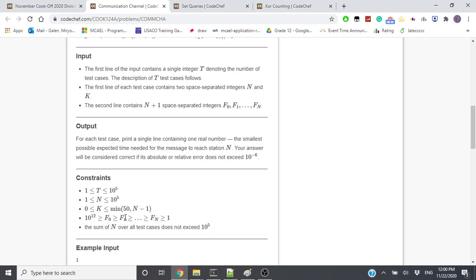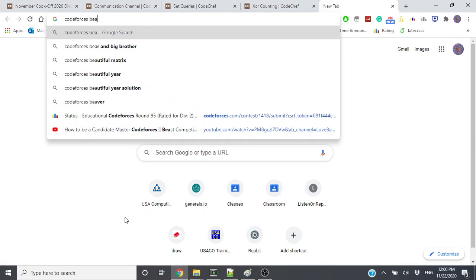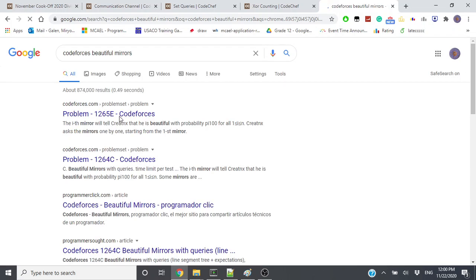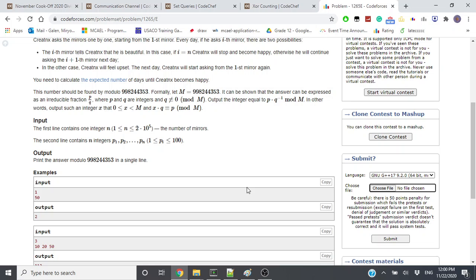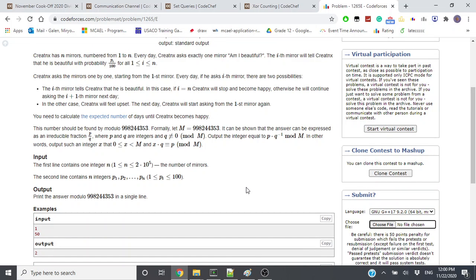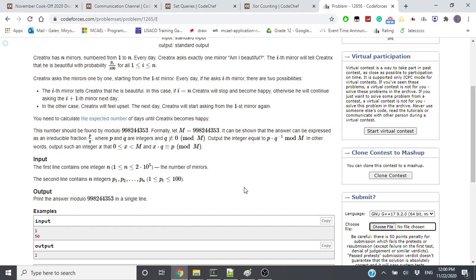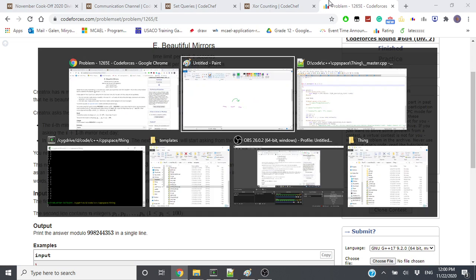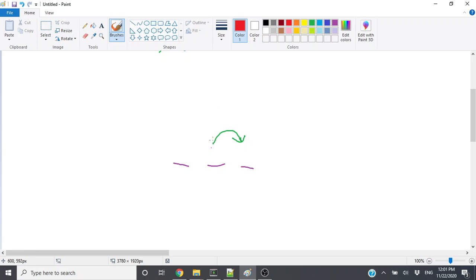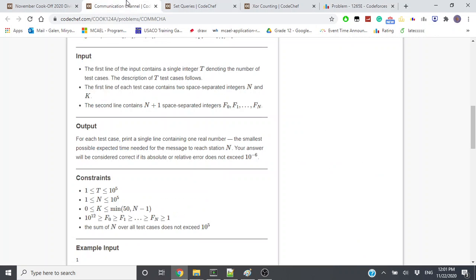Alright, wait. I feel like there's been some problem like this before. Yeah, that's exactly what this is. This problem I found, Beautiful Mirrors, basically says that at each point you have some probability of going forward, and otherwise some probability of resetting and going back to the beginning. Which is exactly what this is.